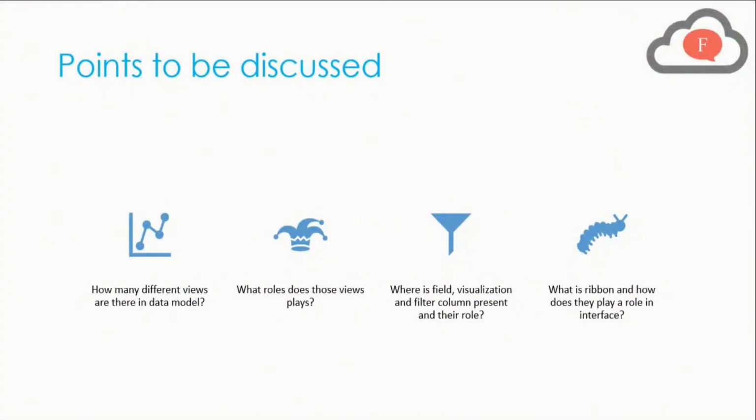In this video, we will discuss four points. In the first point, we will discuss how many different views there are in the data model. In the second point, we will see what role those views play. In the third point, we will see where the fields, visualization and filter columns are present and what their roles are. And in the fourth point, we will see what the ribbon is and what role it plays in the interface. So these are the points that will be discussed in this video. Now let us go to Power BI Desktop and help you understand these points in a better way.